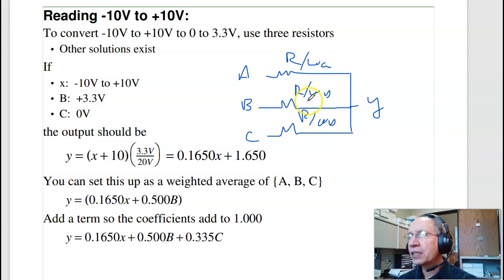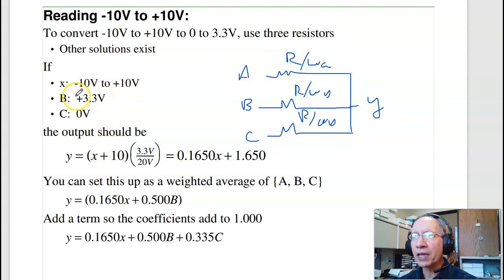When I do that, they need to add up to 1, because if A is 1 volt, B is 1 volt, C is 1 volt, then no matter what, Y is going to be 1 volt. So that's kind of the idea. So let's do that. Suppose I want to convert minus 10 volts to plus 10 volts in, to 0 to 3 volts, 3.3 volts out.